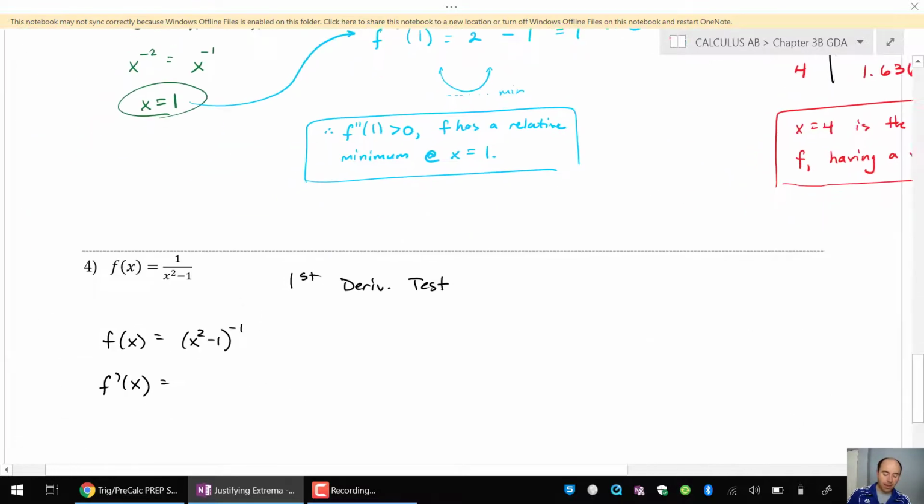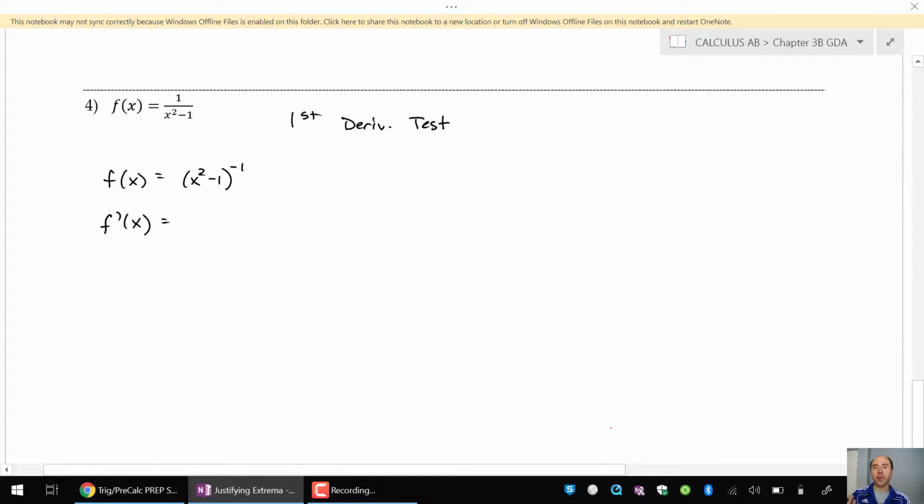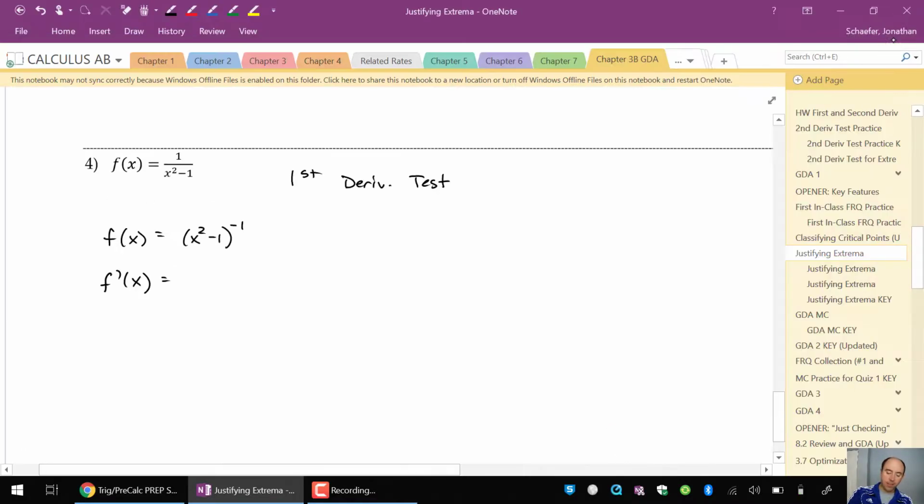All right, and then finally, one last example to end the video with here. So I have f equals 1 over x squared minus 1, a little rational function. I'm going to write it, by the way, as x squared minus 1 to the power of negative 1, just to make my derivative process a little bit easier here. And I haven't yet used the first derivative test, so let's do that here right now.